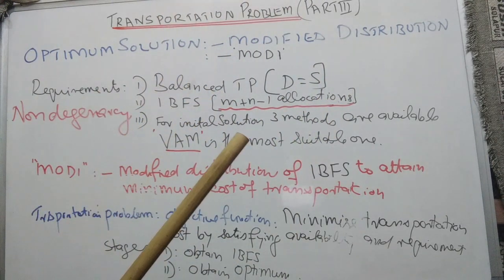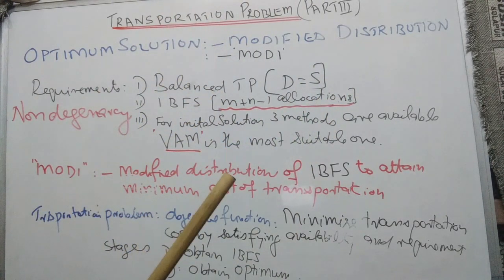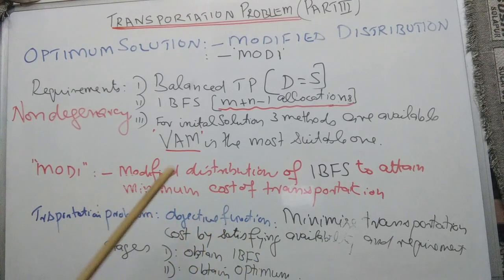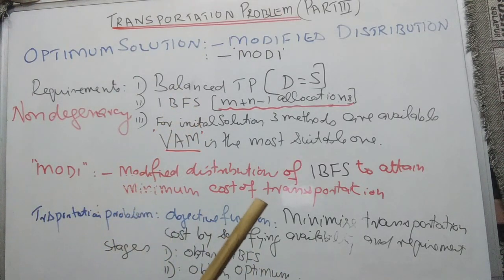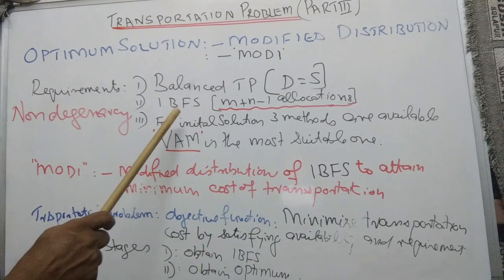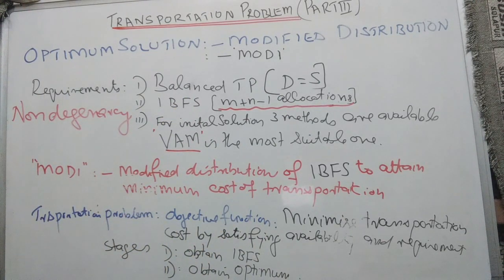Then there is a question. We have different methods for obtaining IBFS, and we can use any one, but the most suitable method is Vogel's approximation method. Why? It gives the solution nearest to optimum. If we use VAM for IBFS, the number of steps required for MODI is minimum. Otherwise, the procedure may be lengthy. Therefore, for obtaining IBFS, it is better to use Vogel's approximation method.